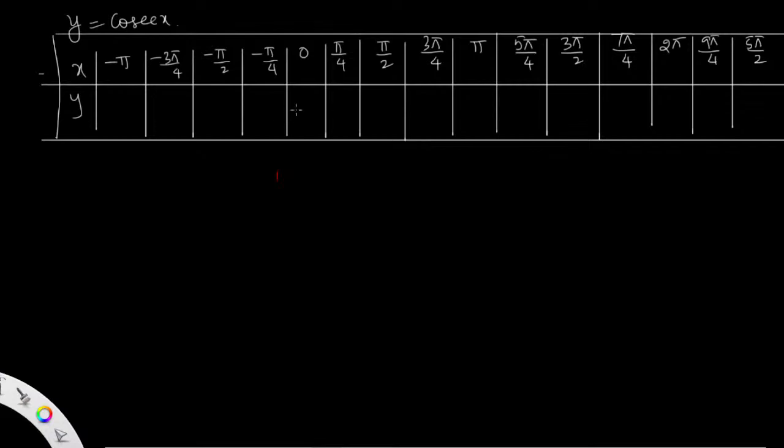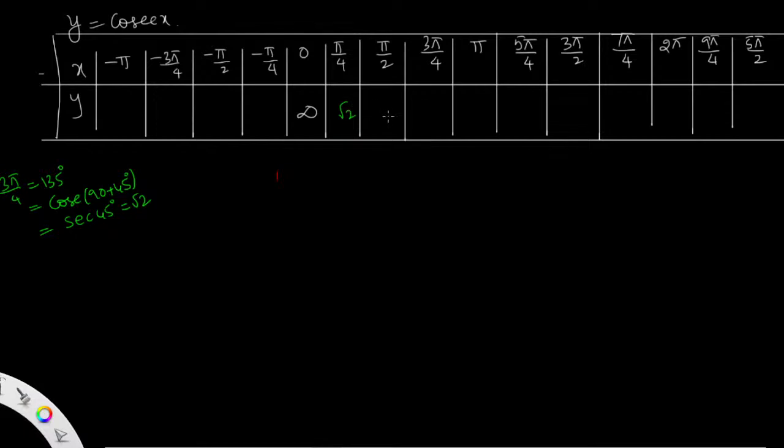So secant 0 is nothing but 1 by cosine 0, which is 1. Secant pi by 4 is 1 by cosine pi by 4. So 1 by 1 by root 2 is root 2. And 3 pi by 4 is 135 degrees. 135 degrees is nothing but 90 plus 45, and secant of 90 plus 45 is nothing but minus secant 45, which is minus root 2.